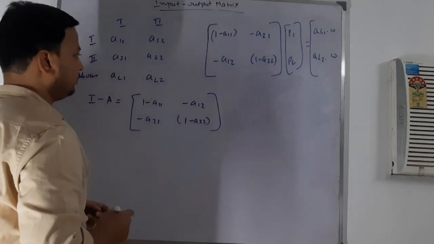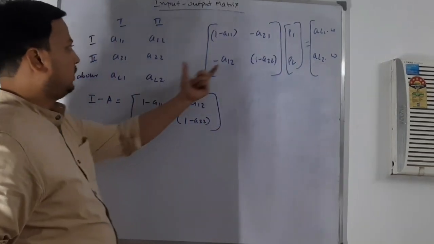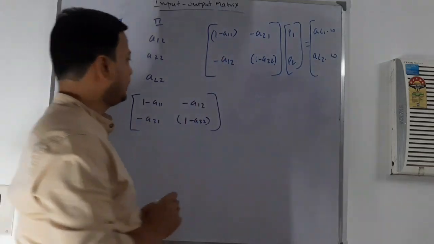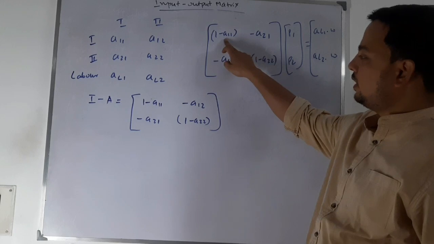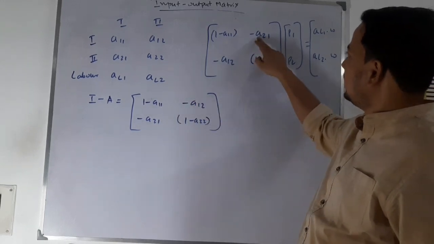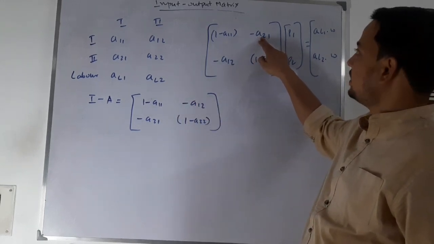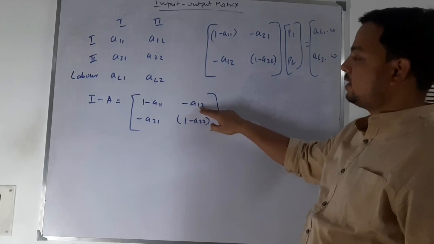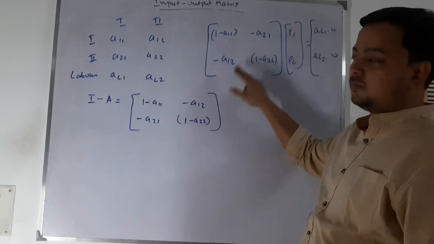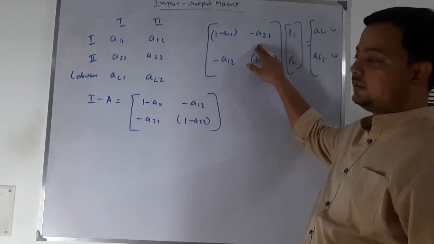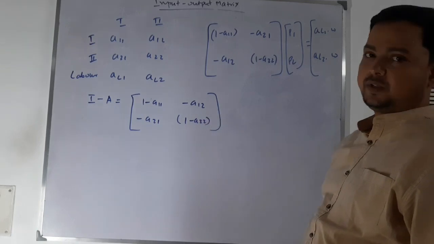Now compare these two matrices. I have 1 minus A11, here minus A21, and here minus A12. So here I have a difference between these two. This is a transpose of this matrix.